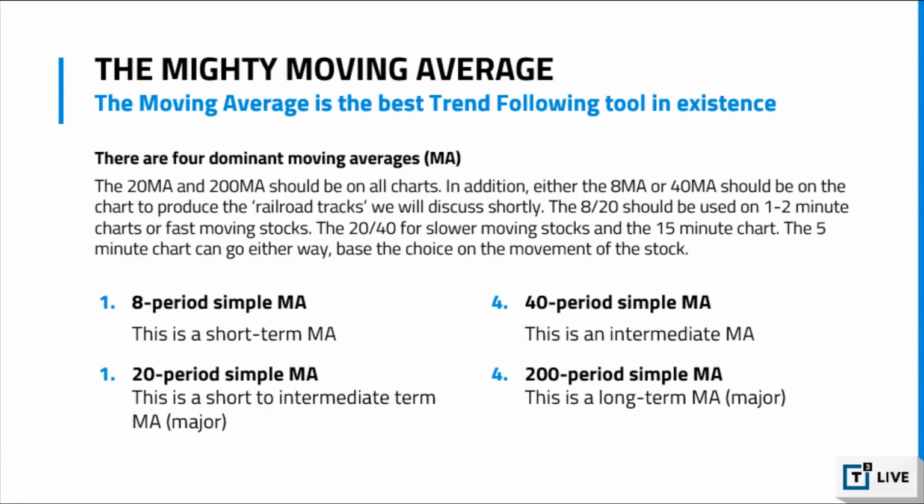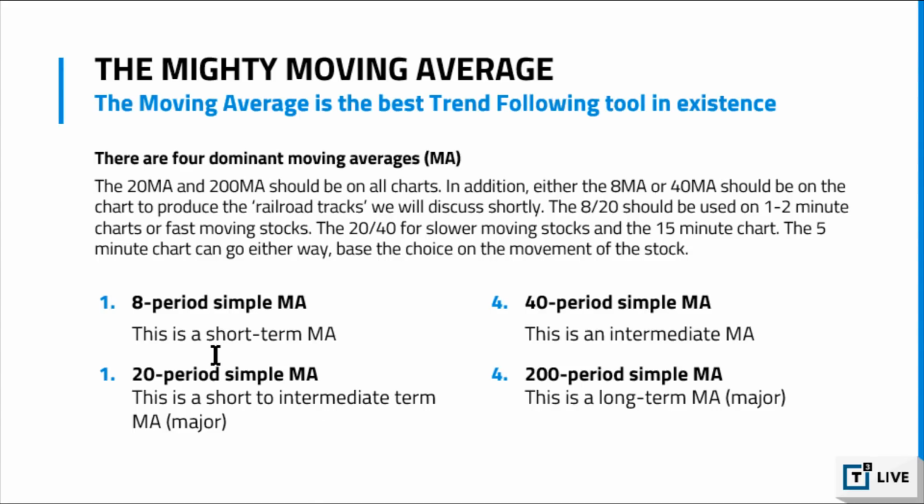To tell you the truth, I put the 8, the 20, and the 200 on all my intraday charts. On the daily, weekly, and monthly, I use the 20 and the 200. The 8 is a shorter term moving average. All simple moving averages, by the way. You can use exponential, no problem. But if you use exponential on the 8, make sure the 20 is exponential, the 40 is exponential, the 200 is exponential. Make sure you're consistent across all time frames.